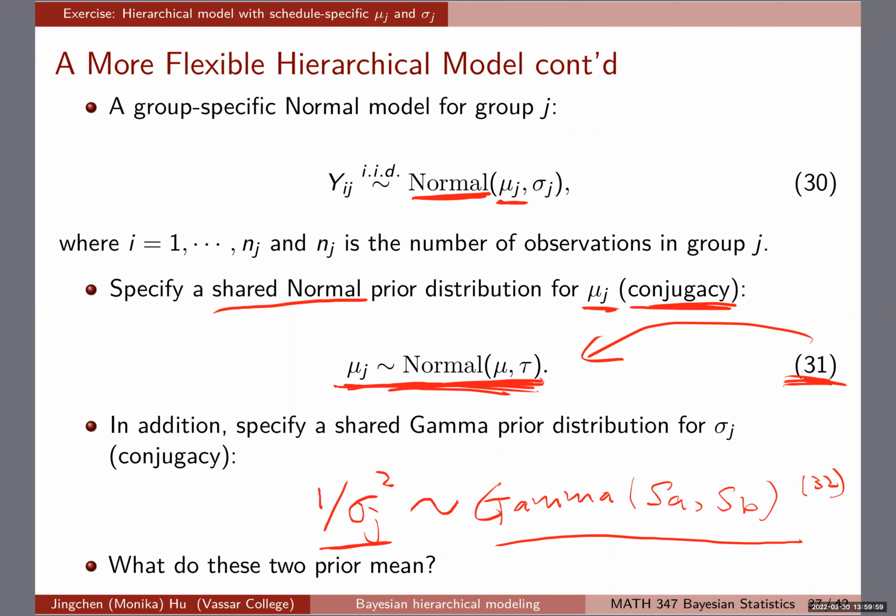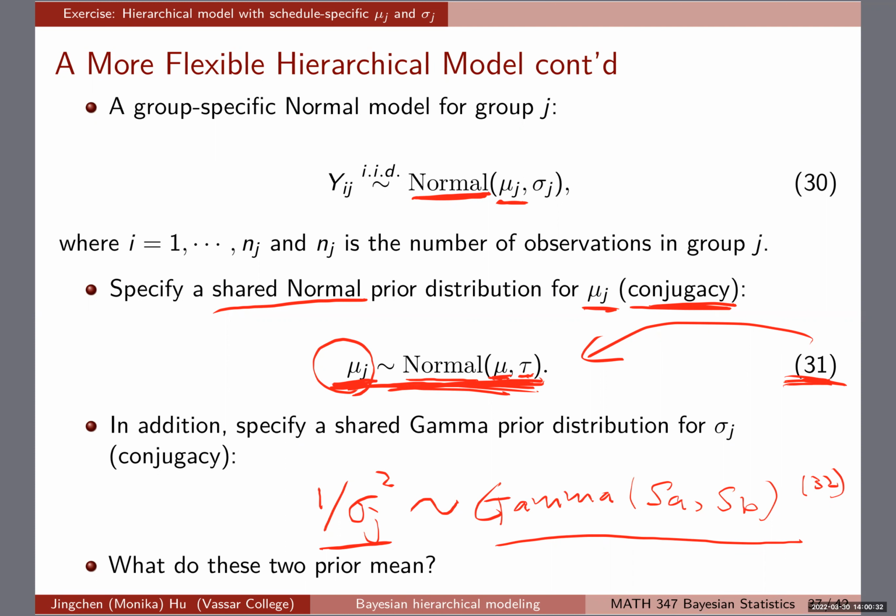When we are saying that each of the mu j is coming from the same normal distribution, and we know that the normal has mean mu and standard deviation tau, what we are saying is that we think the mu j's are related to each other. They're not the same, but at the very least, we think they are related. Moreover, we think that all of them are coming from the same normal distribution. So we're saying that on average, each of the mu j is going to be equal to mu. That's what this normal model is saying for equation 31.